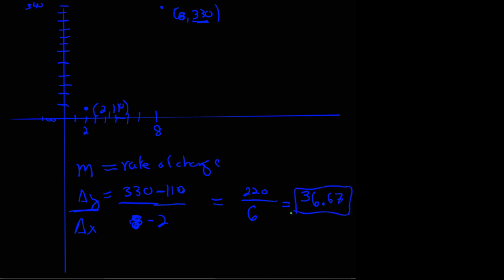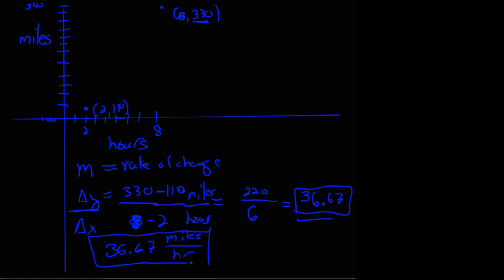So there is a rate of change. Okay, so what does this number mean? Remember when we did rates, units mattered. This unit is miles. This unit is hours. This is miles over hours. So this becomes 36.67 miles per hour. The points that we use in these variables tell us the rate of change, tell us the speed.